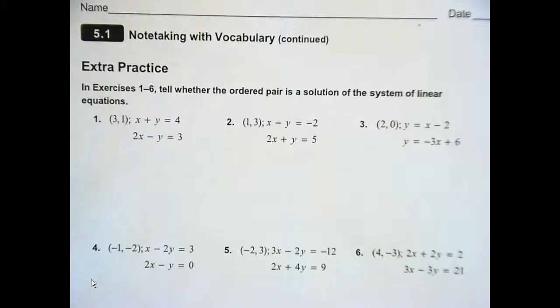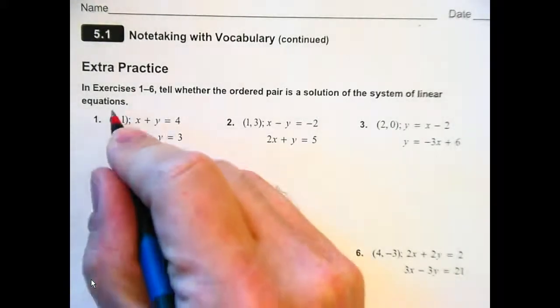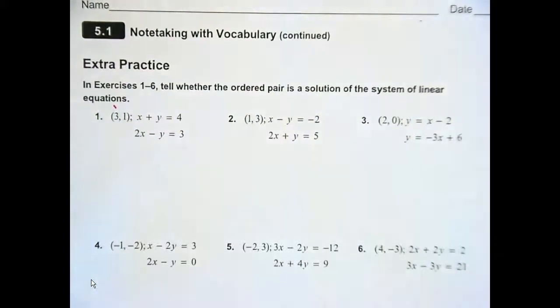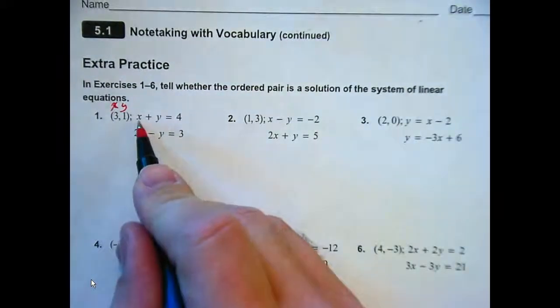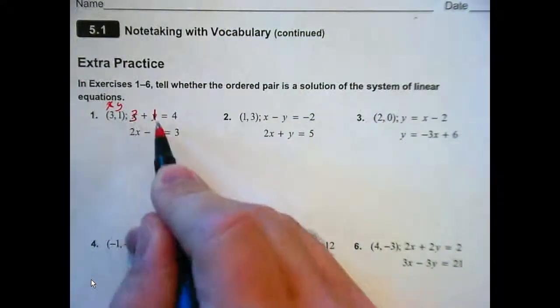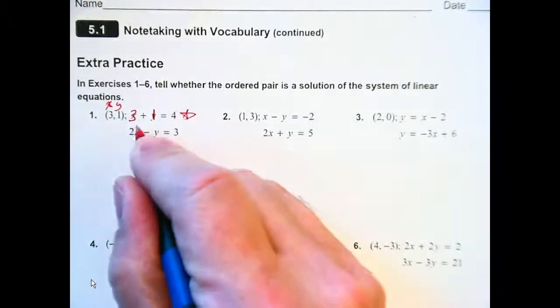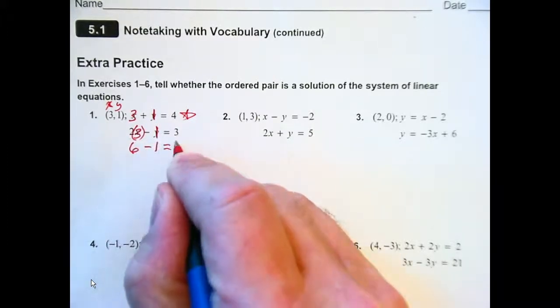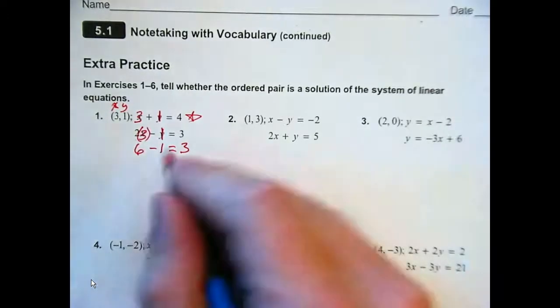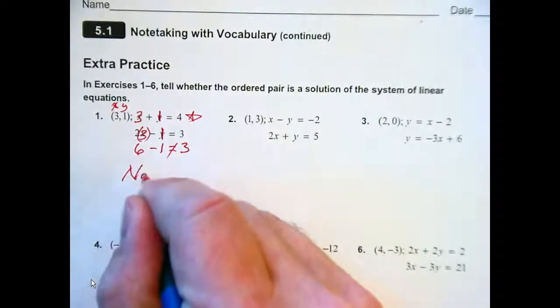Alright. Lexi, what do you think? Number 1. Is it a solution? How many think it is? How many think it is not? Okay, this is our x value, right? This is our y value. Plug them both in. If I put 3 in here and 1 in here, is 3 plus 1 4? Yeah, it works there. If I put 3 in here and 1 in here, does that work? Nope. So this is not a solution. It only works in one of them. It has to work in both.